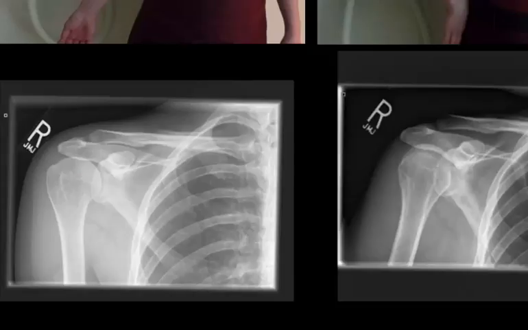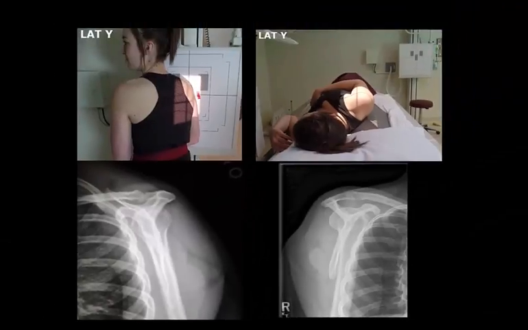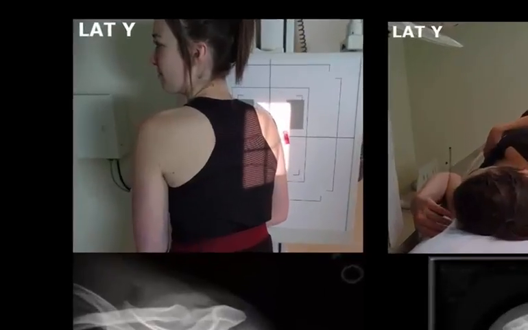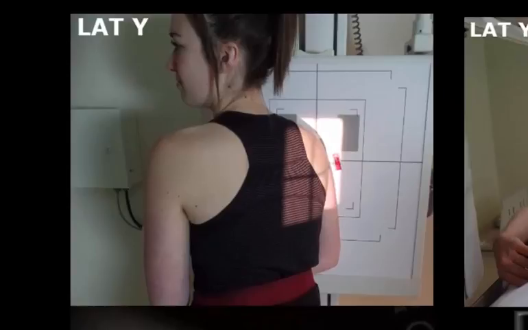Now let's move on to the lateral. There are two ways of performing the lateral. One can be PA and the other could be AP. Let's look at the PA first. Here, for a right shoulder, we have the patient placed in an RAO position. The right shoulder is closest to the IR.